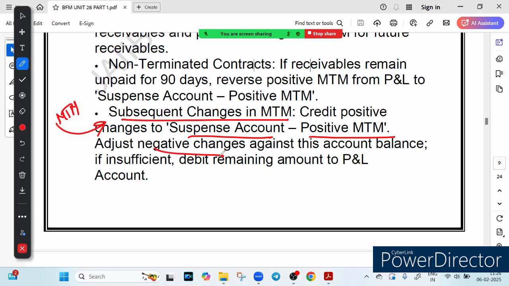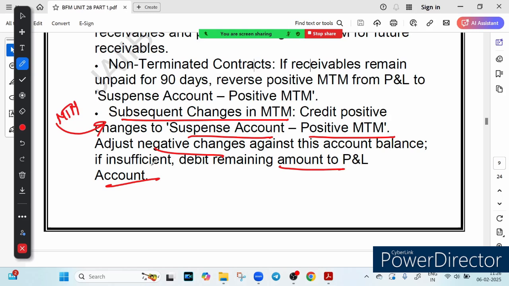And if there is not enough in the suspense account, we have to debit the remaining loss straight to your profit and loss account. So suppose the negative change is so much that nothing is left in your suspense account, then you have to debit your profit and loss account. It's like when your investment loses value, you either need to make up for it from the account, or accept the loss and move on, isn't it? So that is what is happening here. So understand it step by step.